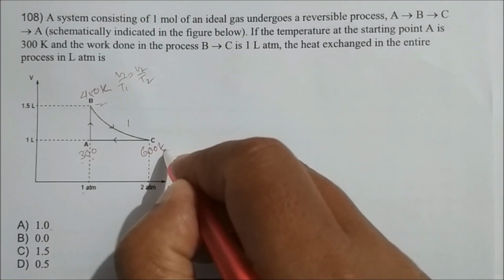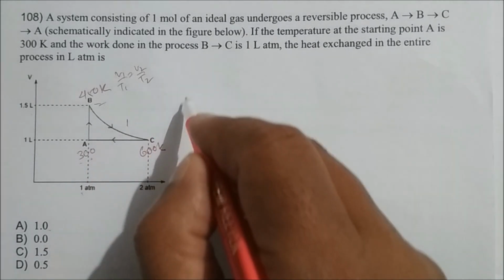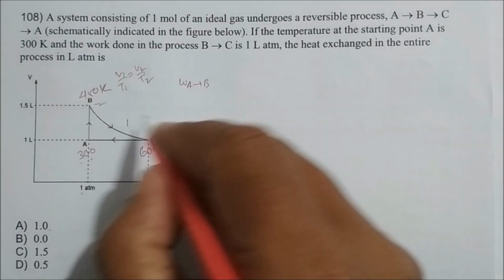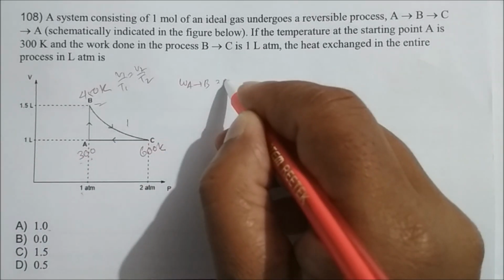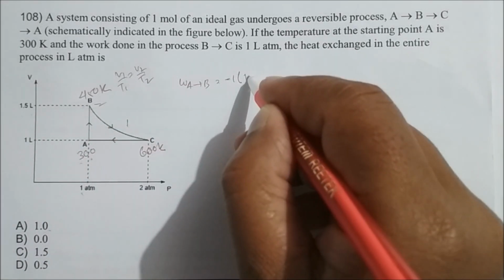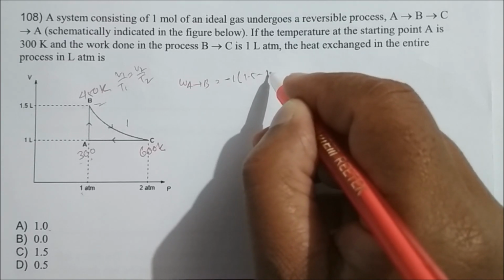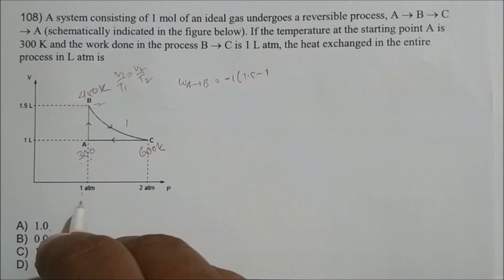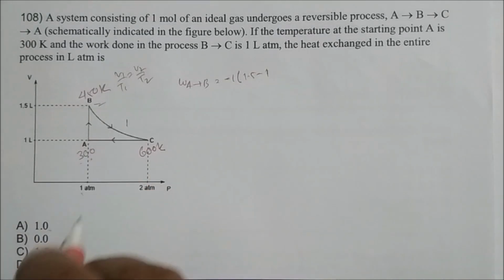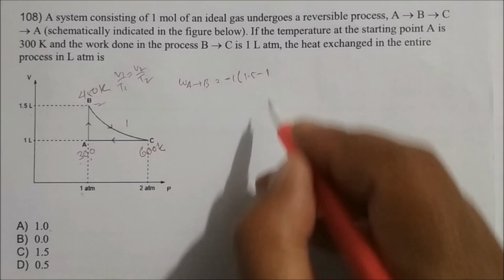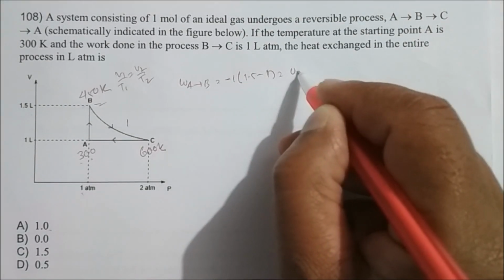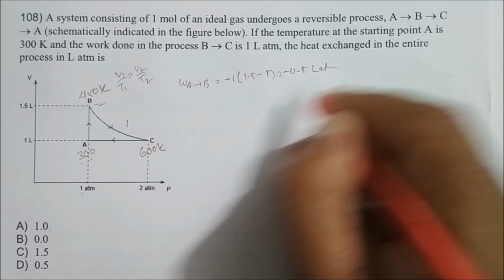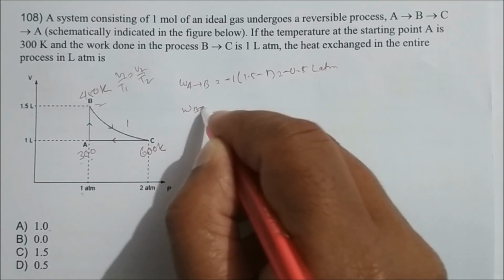Now we need to find out the work done. So what is the work done for A to B? Pressure is given as 1, and volume change is 1.5 minus 1. So 1.5 minus 1 will be 0.5, with a negative sign, so this is your work in liter atmosphere. Now work done B to C is given here.